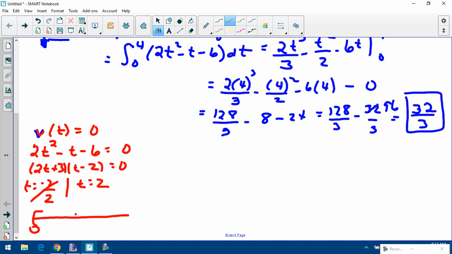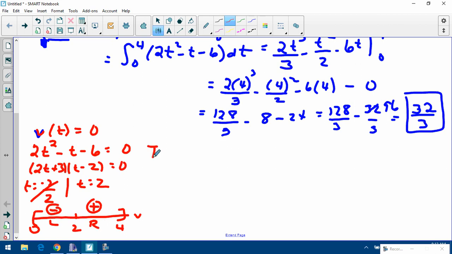So there's 0, there's 2, and my endpoint is 4. And we're partitioning velocity. Okay, so if I plug in 1, we'd have a positive times a negative, so it would be negative here. If I plug in a 3, positive, positive. So that means here I'm going to the left, here I'm going to the right.